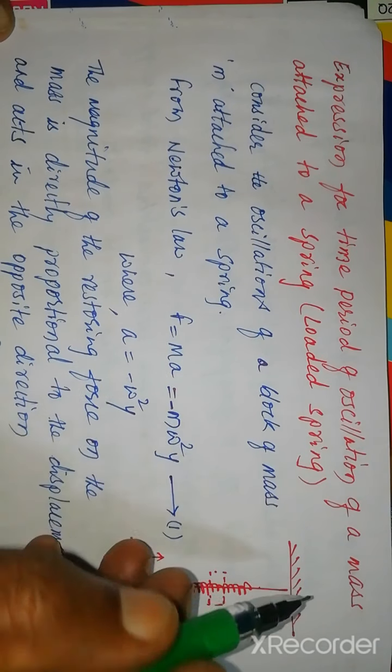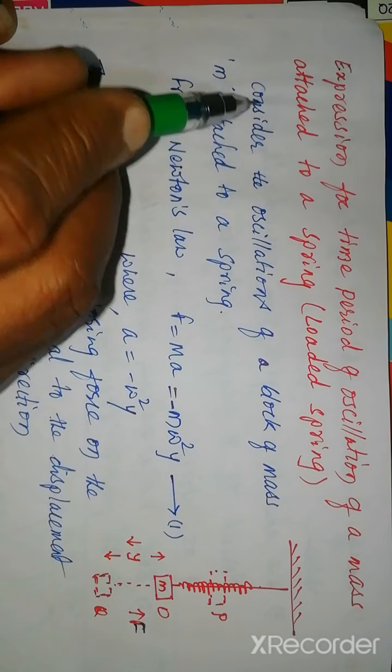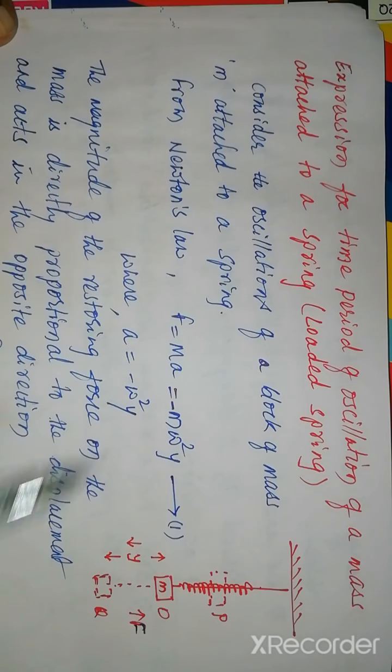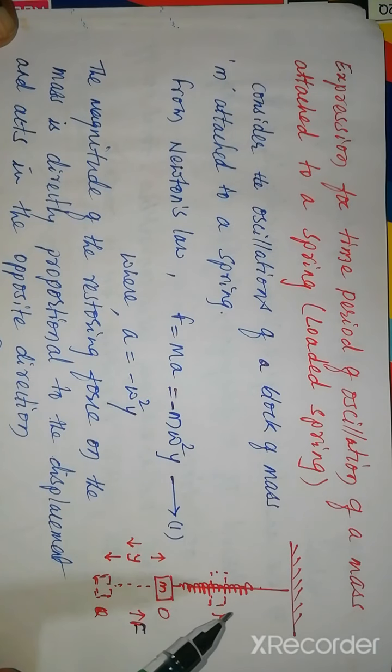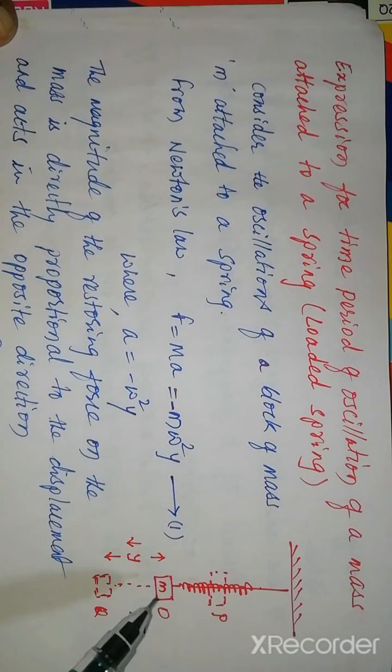Expression for time period of oscillation of a mass attached to a spring. Here we have considered a spring attached with a load of mass m. When it is pulled and released, it executes the to and fro motion about the mean position. Time taken to complete one oscillation is time period. Number of oscillations made in 1 second is called frequency.